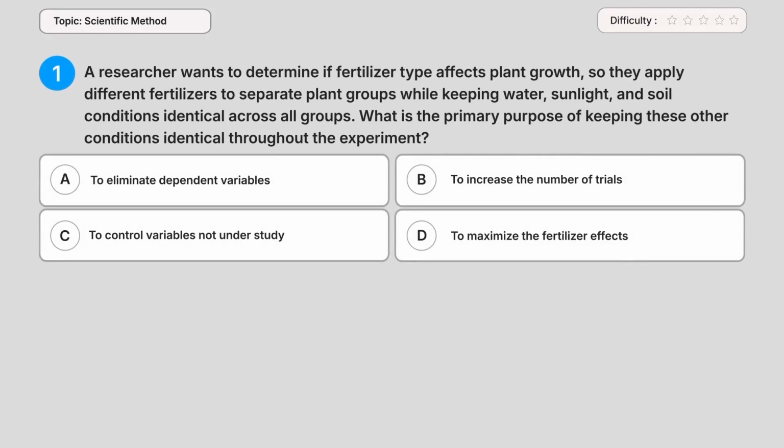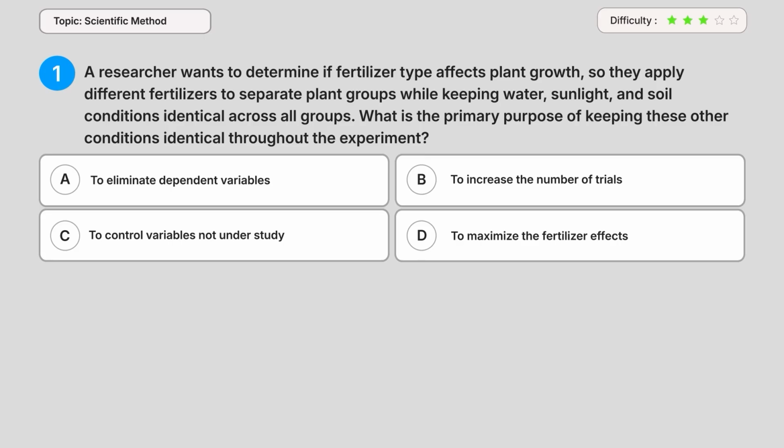1. A researcher wants to determine if fertilizer type affects plant growth. So they apply different fertilizers to separate plant groups while keeping water, sunlight and soil conditions identical across all groups. What is the primary purpose of keeping these other conditions identical throughout the experiment?